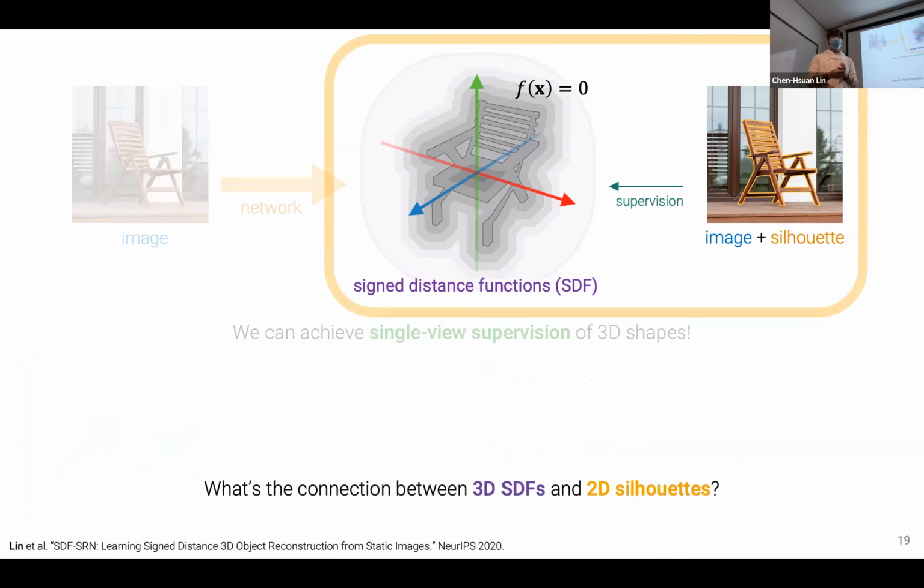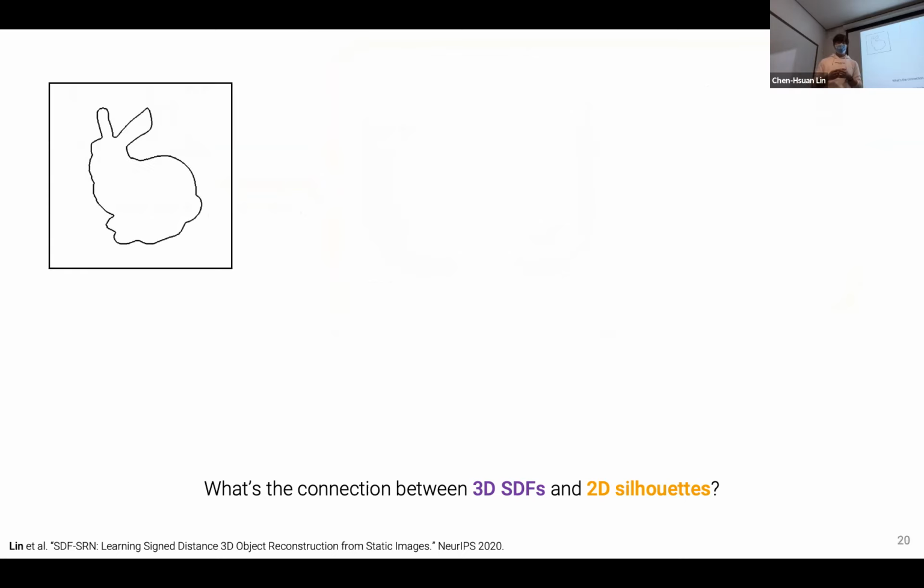So now we want to think about how we can connect these SDF shape predictions to the silhouettes that we have, and how we can use these silhouettes to supervise what our 3D shape prediction would look like. So we want to think about what's the connection between these two. So consider this very simple image of a Stanford bunny and its silhouette here.